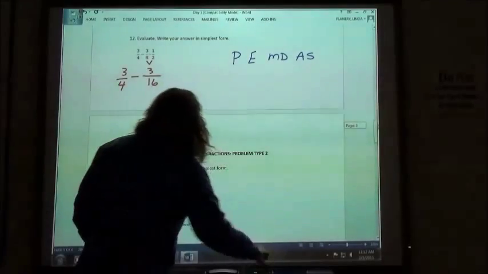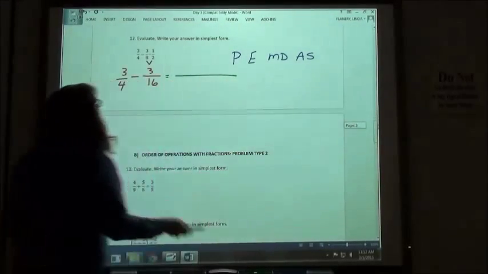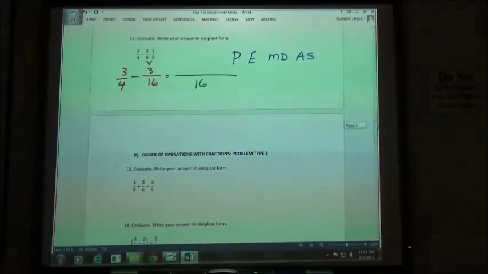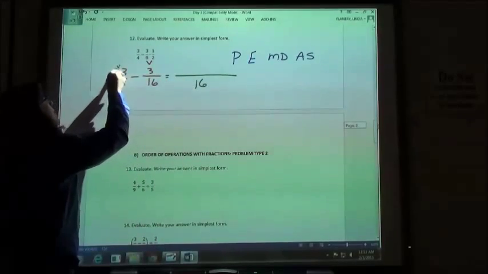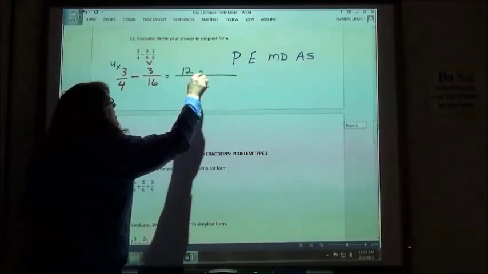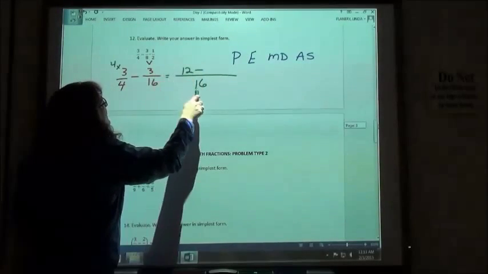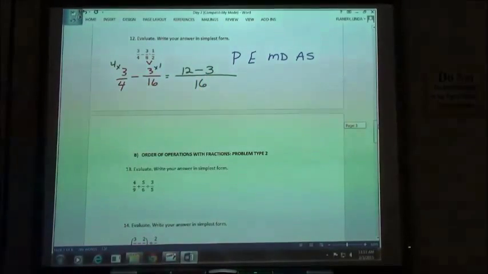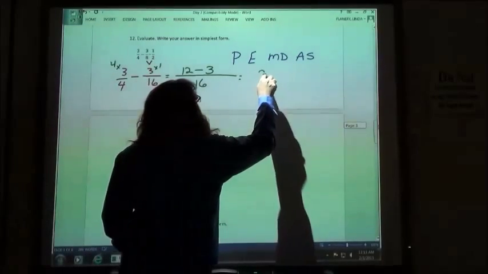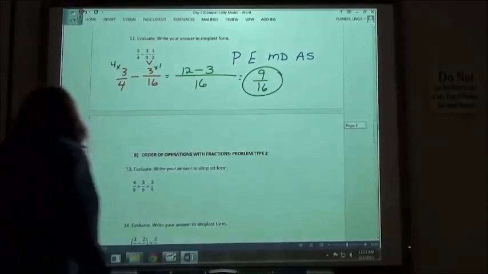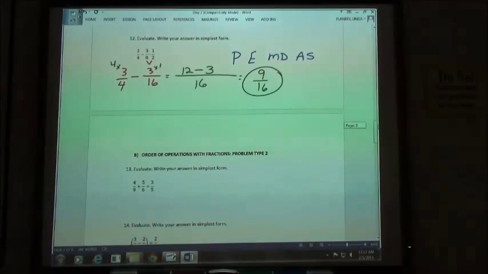Now I'm going to do my subtracting, so I have to have a common denominator. Since 4 goes into 16, 16 would be my common denominator. 4 goes into 16 4 times. 4 times 3 is 12. Minus 16 goes into 16 one time. 3 times 1, still 3. So I have 12 minus 3, which gives me 9/16. I can't simplify that or reduce it down any farther, so that's going to be my answer.